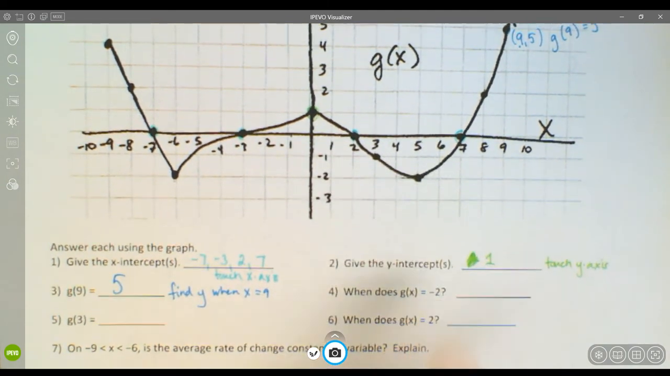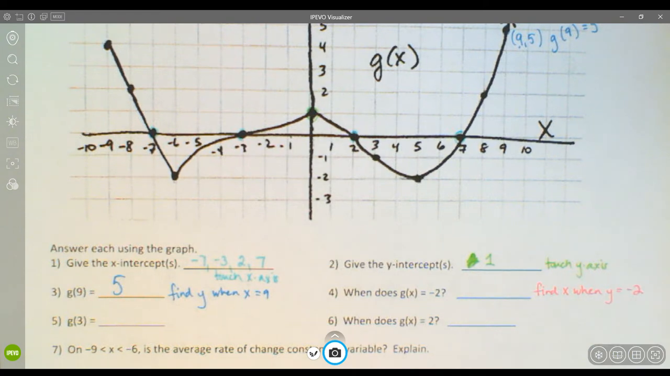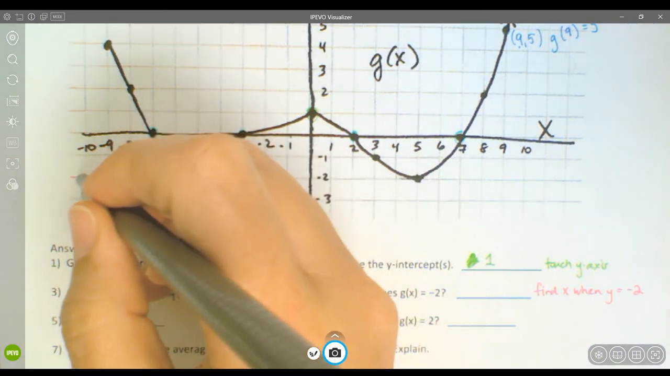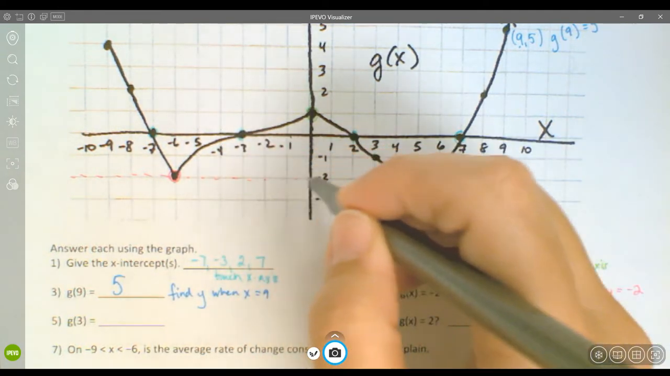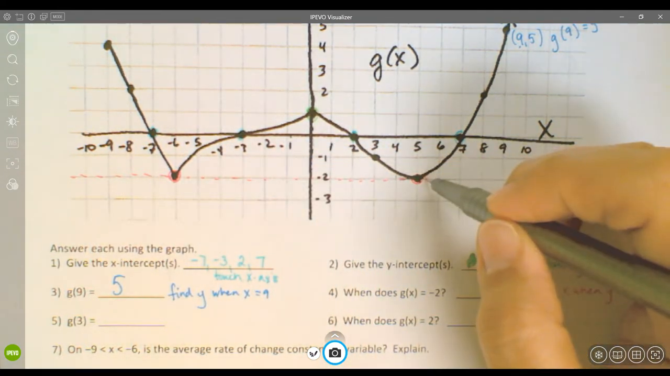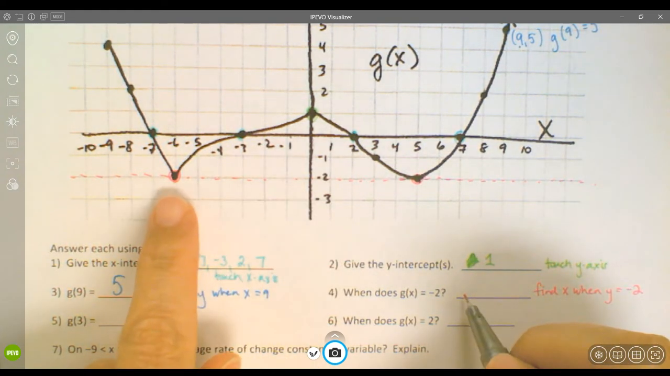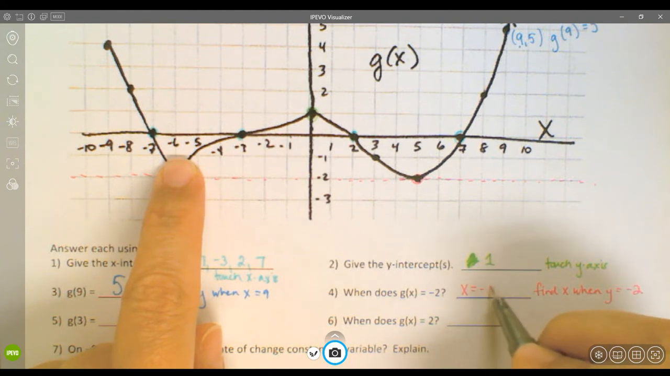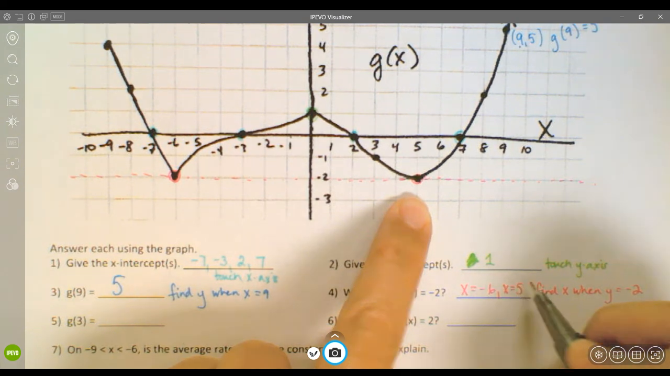When does g of x equal -2? Let's look at this one now. So they're asking me to find x when y equals -2. So I'll look down here at -2. There's one, and there's one. So I need those x coordinates. y equals -2 when x equals -6 and when x equals 5.